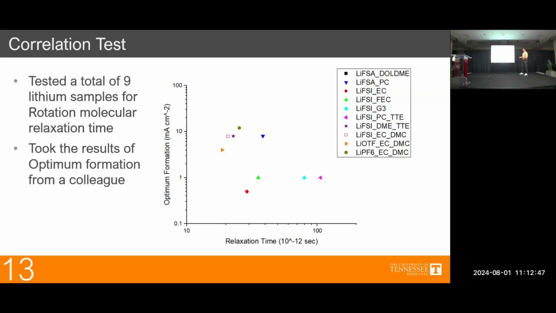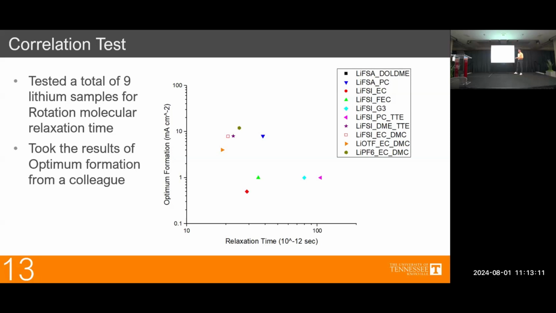Obviously, if you look at this initially, it doesn't seem like much of a trend, but our theory was that as optimum formation decreases, relaxation increases, because the theory behind that was it requires less current to get the material itself to degrade if it takes a very long time for the molecule to stop relaxing. The theory behind that is beyond me, but that was the general idea of the trend.